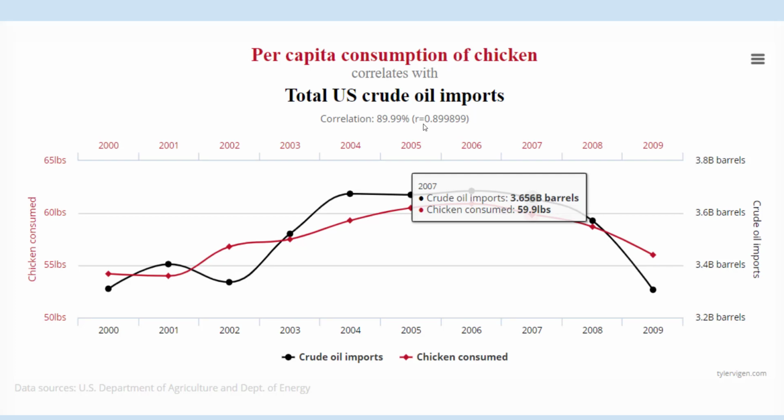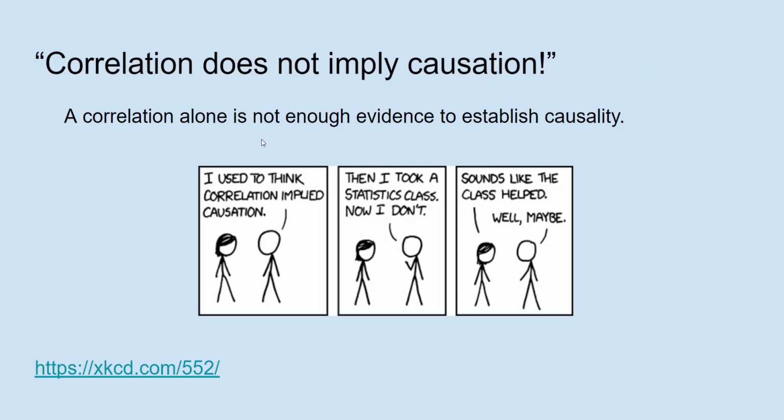This chart is intended to get you thinking about whether the possibility of a correlation necessarily implies a causation. While correlation is a helpful way to identify causation, it does not necessarily imply causation. The important thing to remember when you're looking at correlation is that correlation does not imply causation. A correlation alone is not enough evidence to establish causality.